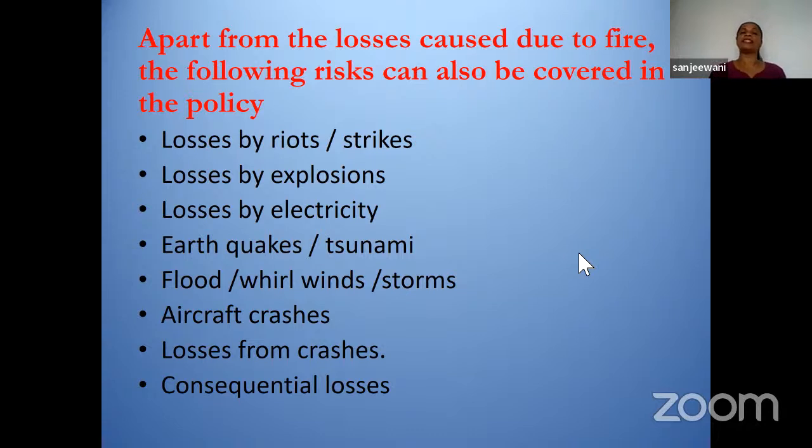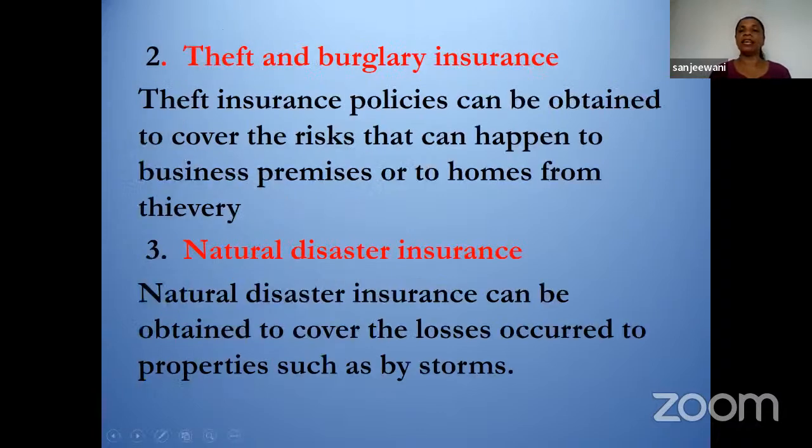Next one is theft and burglary insurance. What do you mean by that? A theft insurance policy can be obtained to cover the risk that can happen to business premises or to homes from thievery, right? So that is theft. Natural disaster insurance can be obtained to cover the losses occurred to properties, such as by storms and floods. So natural disasters.